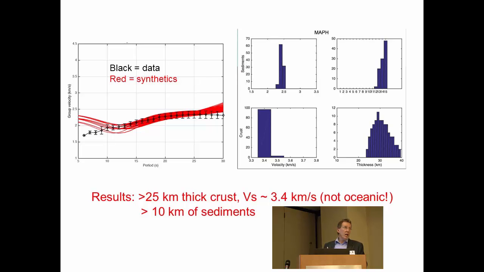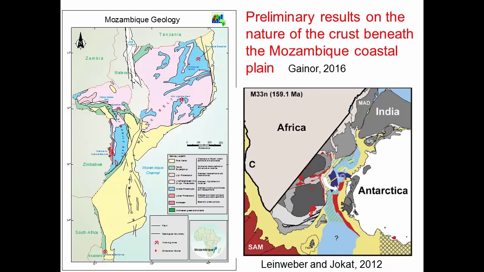So this is clearly not oceanic crust that we're dealing with in this area of the Mozambique plain. Also, the sedimentary velocities are low here, at 2.4, 2.5 kilometers per second, and the sedimentary package is actually quite thick, upwards of 10 to 15 kilometers, in order to match these very low group velocities in this period range of 15 to 25 seconds in particular. So, no oceanic crust, and a very thick sedimentary section underneath that part of the coastal plain.